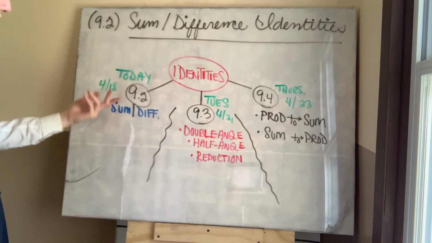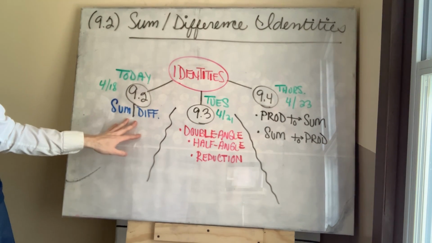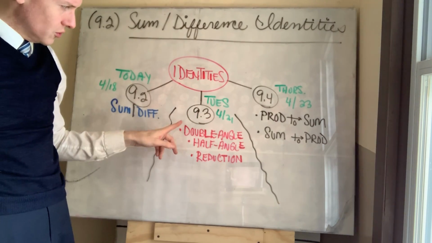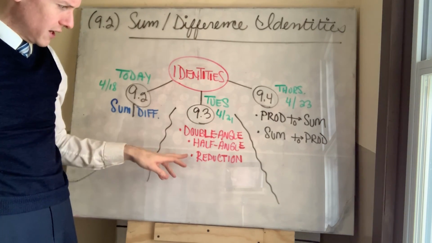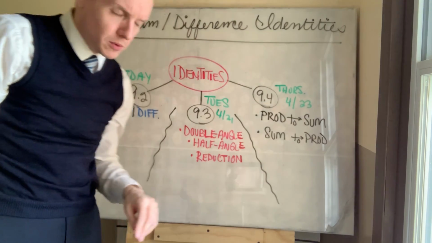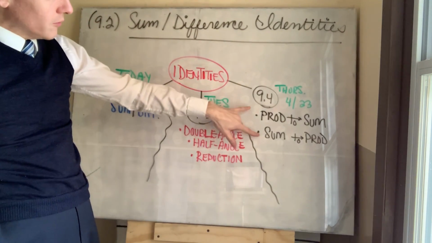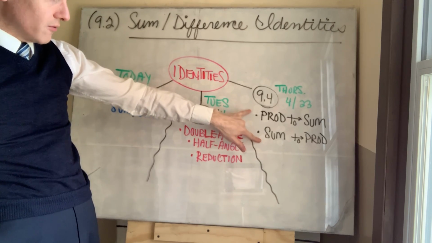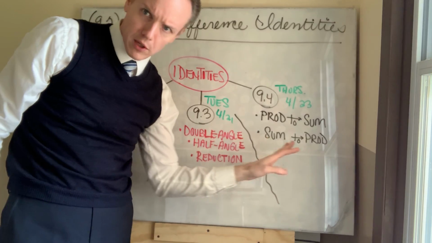Today we'll do section 9.2, sum or difference identities, and how to use those. 9.3, which is Tuesday next week, is the double angle, half angle, and reduction formulas. Formula and identity are interchangeable, these phrases, for all intents and purposes. And then on Thursday of next week, we'll have product to sum and sum to product identities.